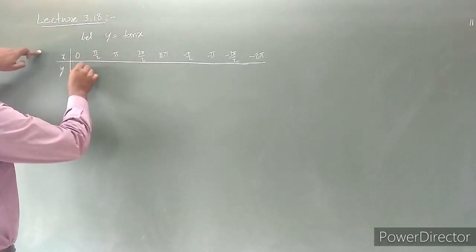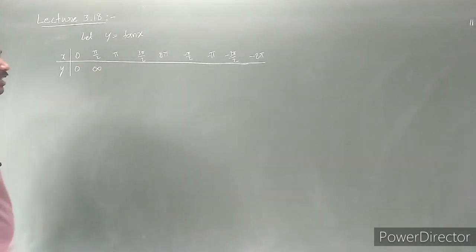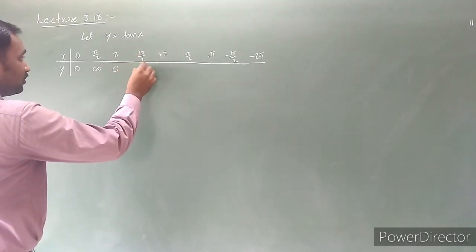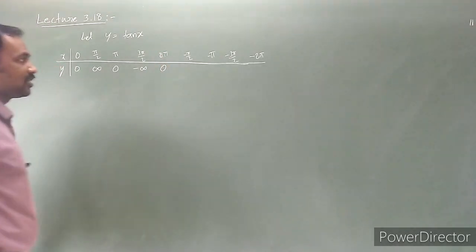What is the tan of 0? Tan 0 is 0. Tan of 90 is not defined. Tan of 180 is 0. Tan of 3 pi by 2, here it is negative infinity. Tan of 2 pi, 360, is 0.